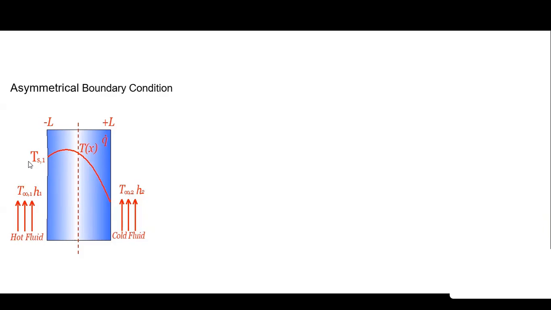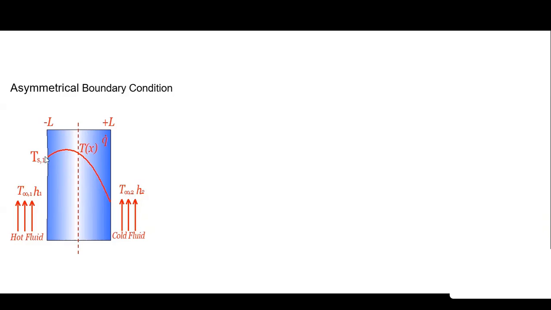So what we can see in this case is that if you know the values of Ts1 and Ts2, that is the surface temperature at point 1 and surface temperature at point 2, for this particular thing, we can write that at x equal to minus L, the temperature is equal to Ts1, and at x equal to plus L, the temperature is equal to Ts2, like that.